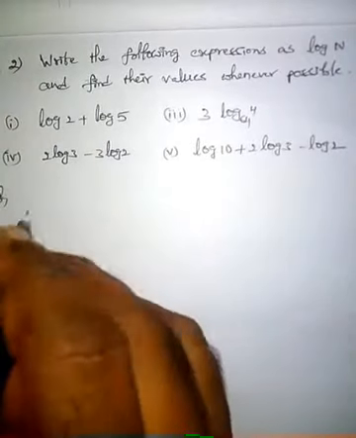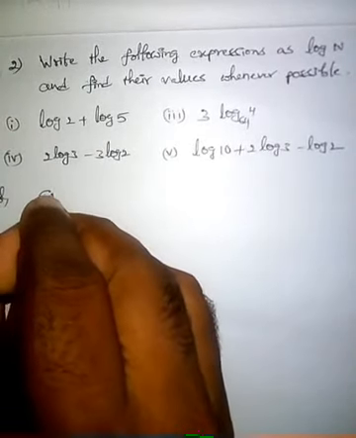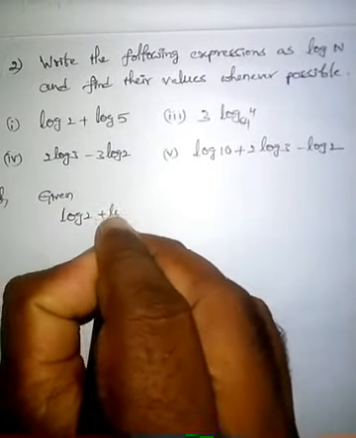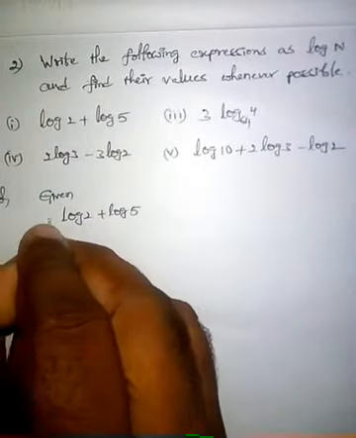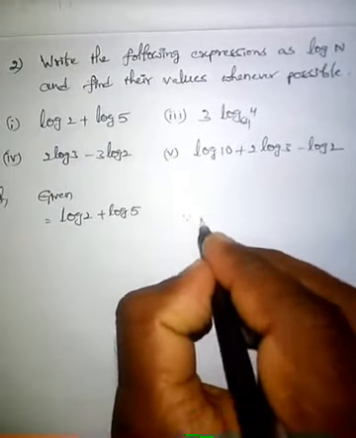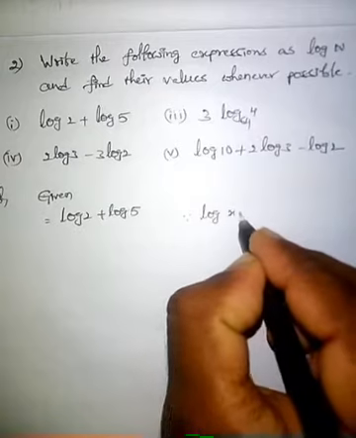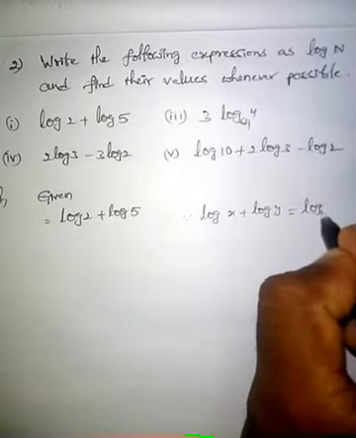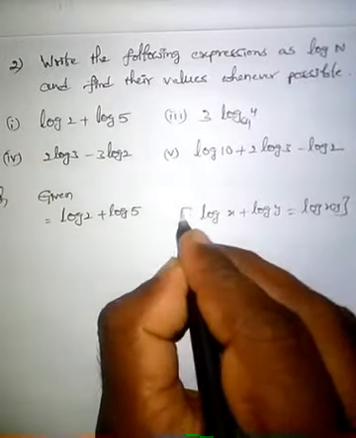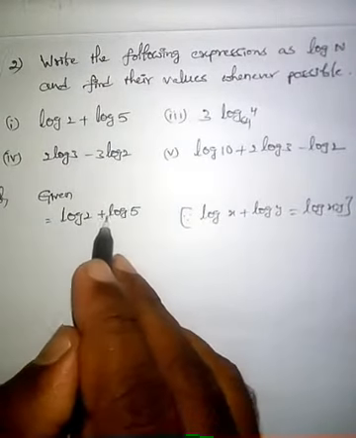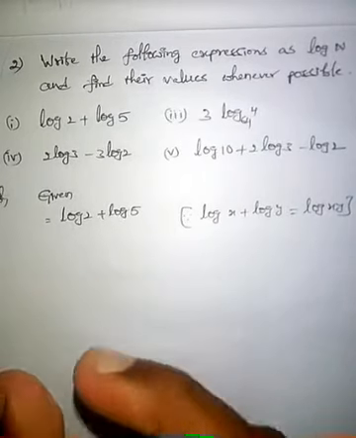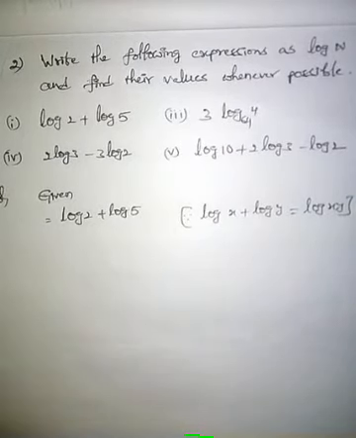So first solution, given log 2 plus log 5. Children, this is in the form of log x plus log y, so you can write log x into y. Okay. So here log 2 plus log 5. Here there is no base, so we have to assume that there is a base, that is log 2 to the base 10, log 5 to the base 10.